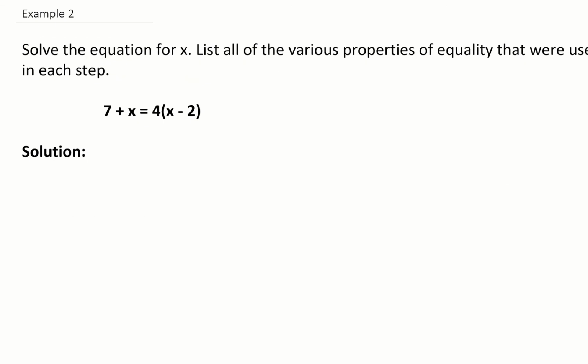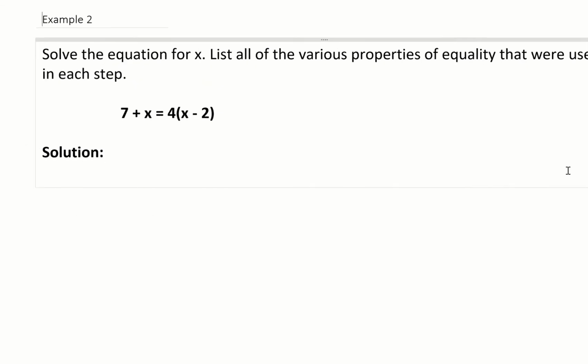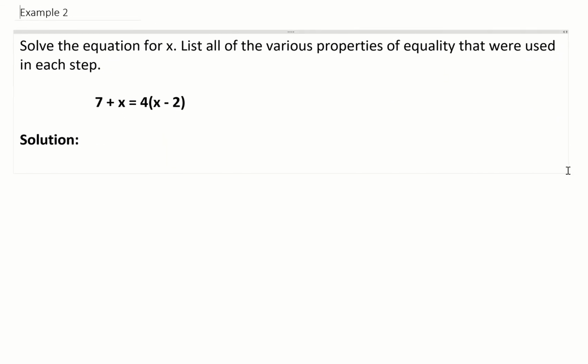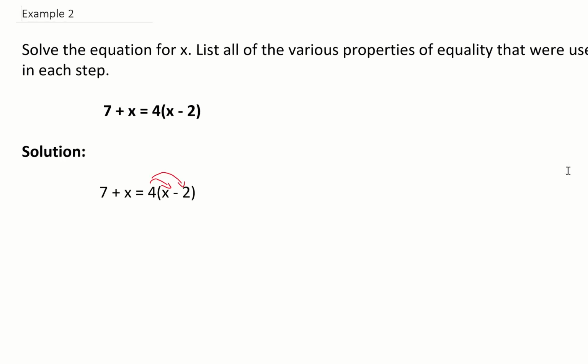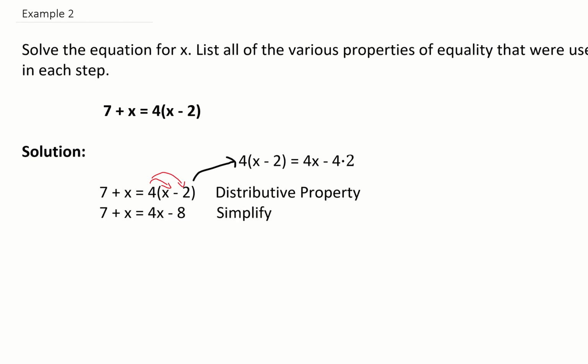All right, so now let's look at this example. We want to solve this equation for X, but in doing so, we want to list all the properties of equality for each step. So let's look at the first step. Well, first off, we want to use the distributive property, right? So we want to distribute the 4 to the X and to the negative 2. Well, then 4 times X is 4X, and then 4 times 2 is 8. So that's what we get for the bottom.